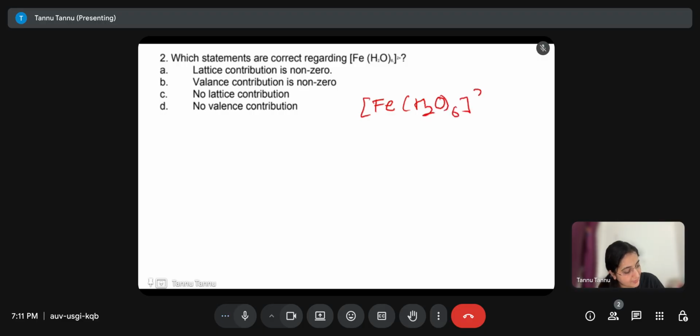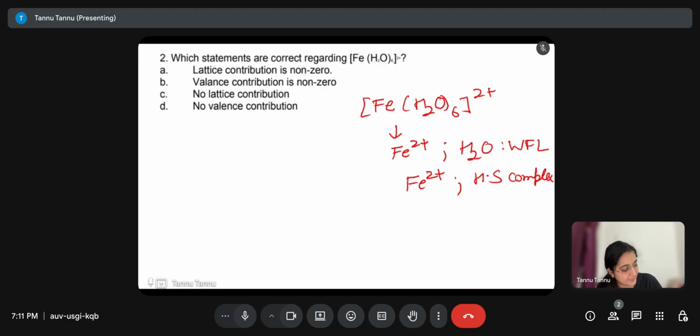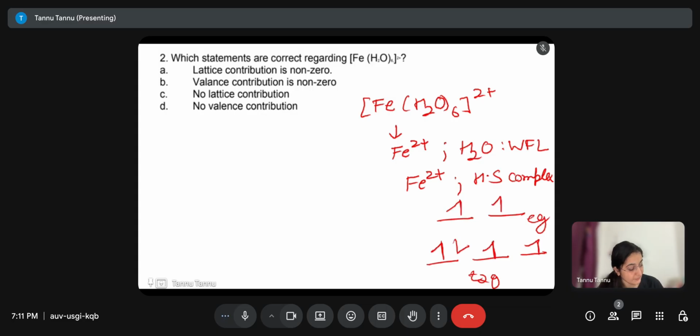[Fe(H2O)6]2+ means your Fe is in +2 oxidation state. Your H2O is a weak field ligand, so the complex remains a Fe2+ high spin complex. Your electron filling would be in t2g orbitals and eg orbitals. Fe2+ is d6: 1, 2, 3, 4, 5, 6. So your electron filling is asymmetrical.